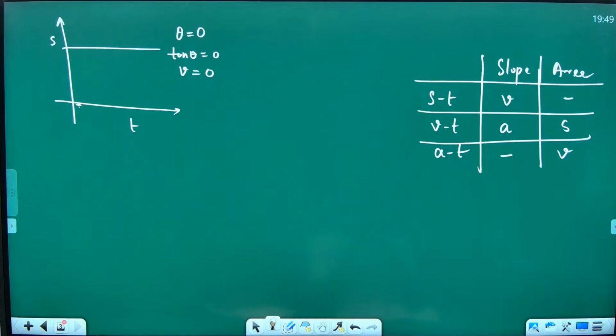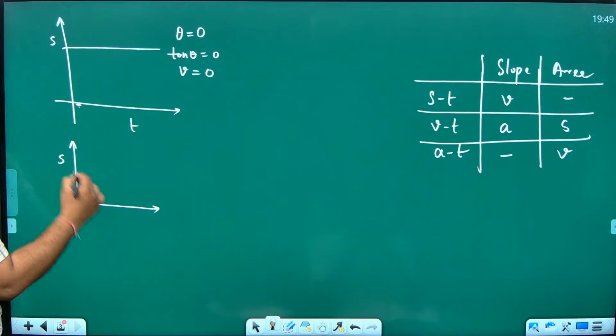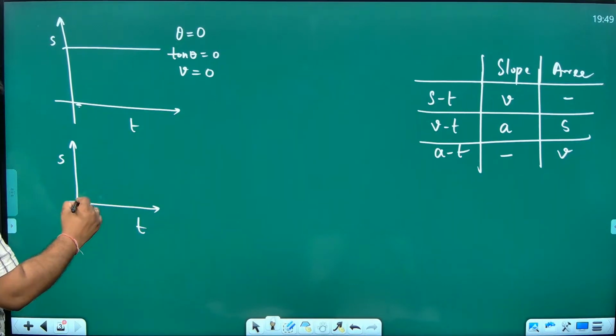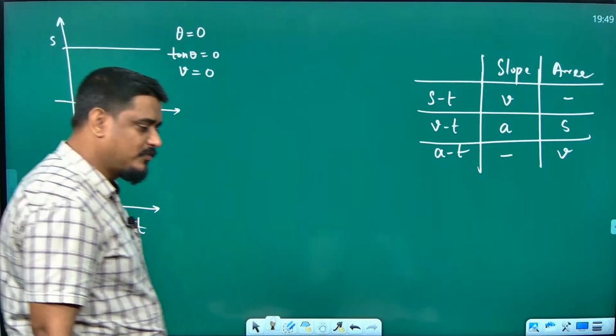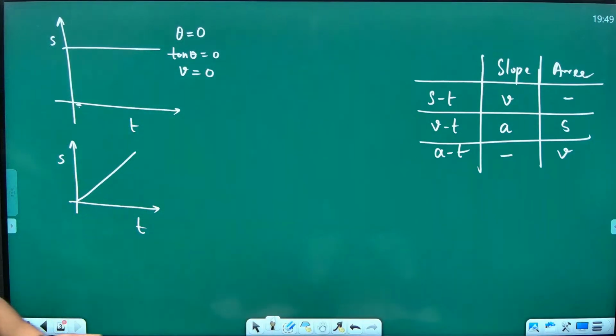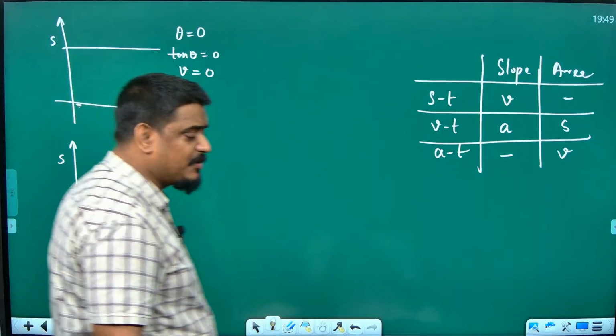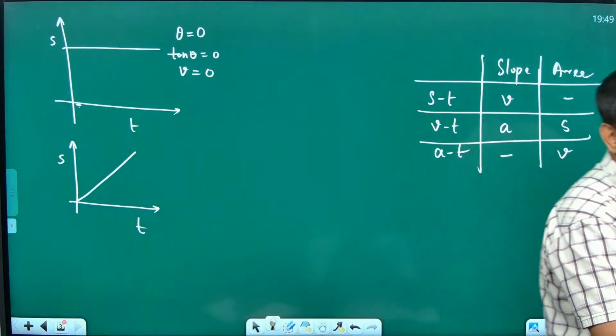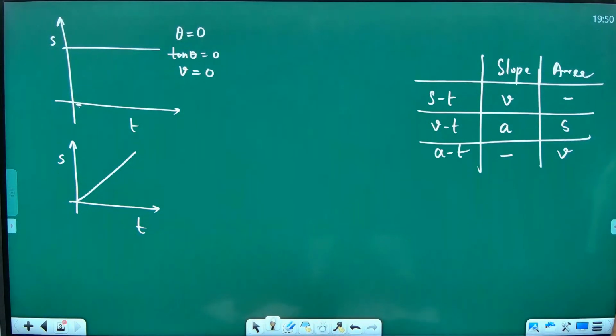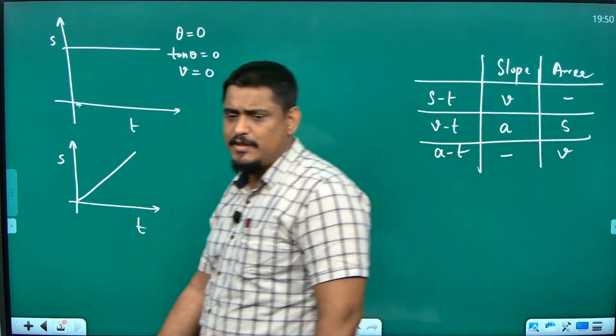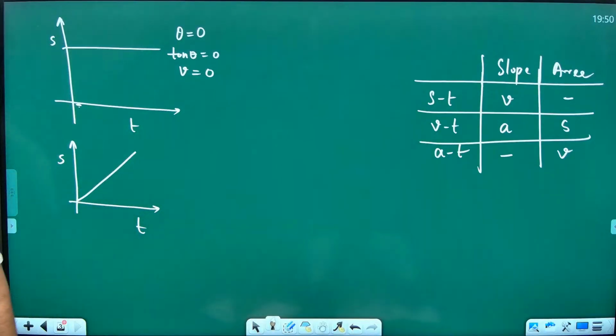I'll give another thing. Please pay attention. Think and say, okay? Uniform velocity. Okay, what is the meaning of uniform velocity? Equal distance in equal intervals. That is called uniform motion actually. Uniform motion means velocity remains the same. Why did you say that? Because equal distance is covered in equal intervals of time.